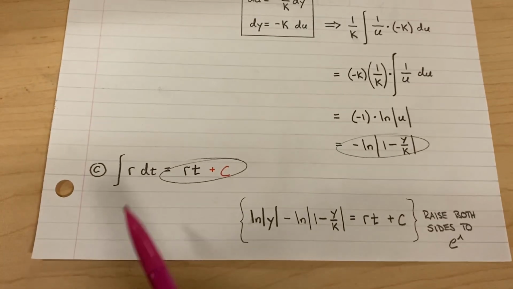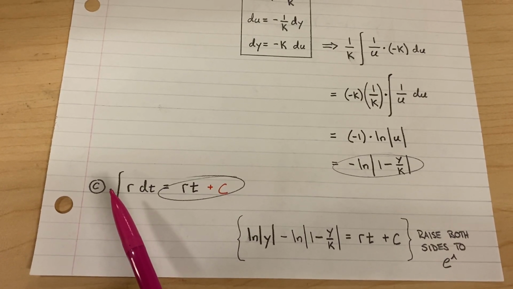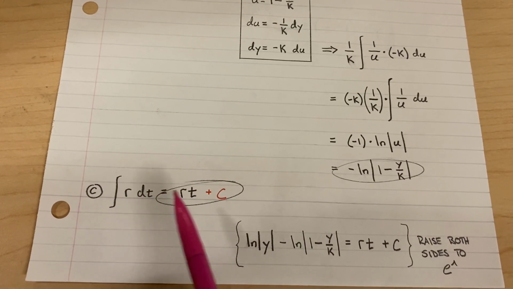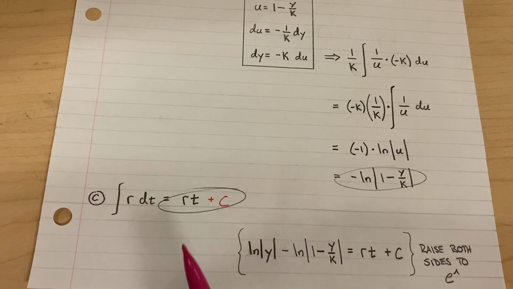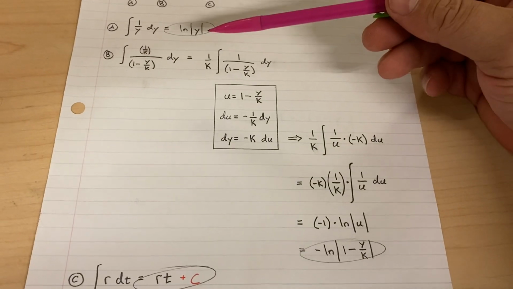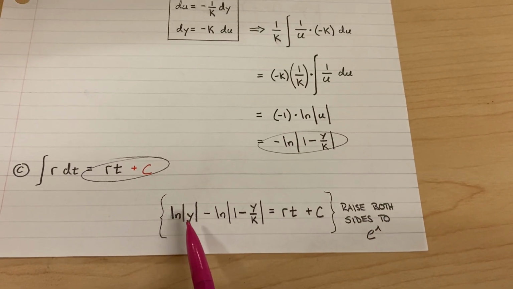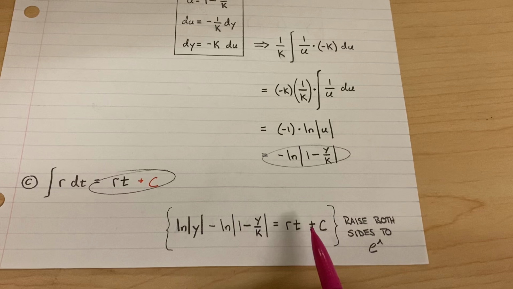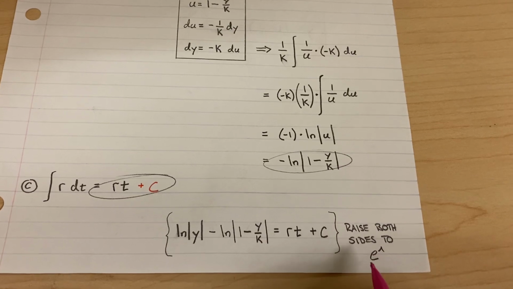All right, component C is the integral of r dt. Well, r could come out of the integral here, be kept as a constant, and we'd just be left with 1 dt. And the integral of 1 dt is just t. So it's going to be r times t plus c, because we'll add our integration constant here. So now let's put all of our components A, B, and C back together. We're left with ln of y minus ln of 1 minus y over k is equal to rt plus c. And we're solving for y here, so we're going to raise both sides to the natural exponent e.